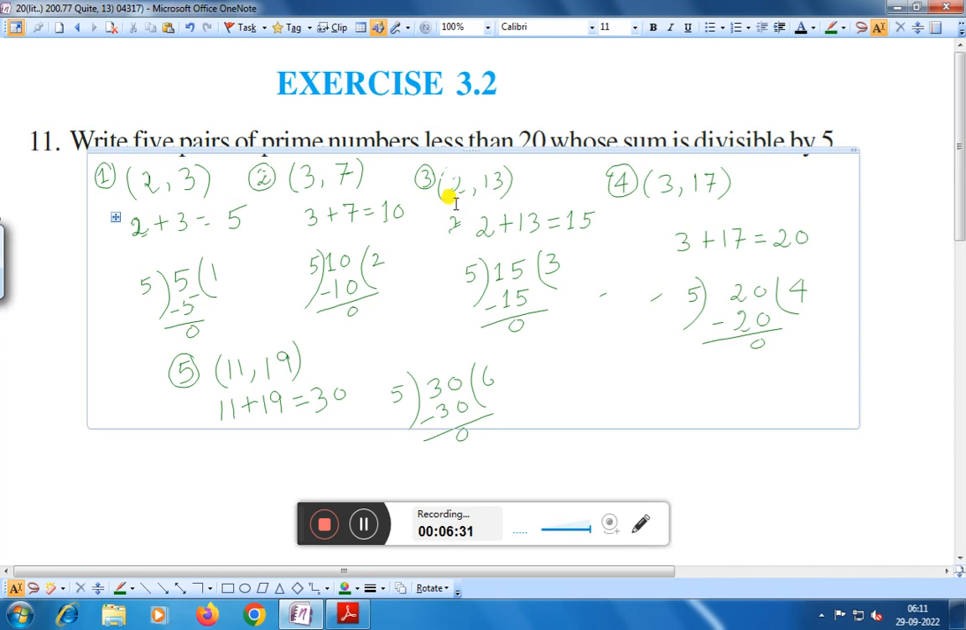Next pair, if we take 2 and 13, if we add the numbers, 2 plus 13 is equal to 15, and 15 is also divisible by 5. 5 threes are 15. We have taken the fourth pair as 3 and 17. 3 plus 17 is equal to 20. If we divide 20 divided by 5, we are getting 5 fours are 20. That is, it is also divisible by 5. And the fifth pair we have taken 11 and 19. If we add 11 plus 19, we are getting 30. And you see 30 is also divisible by 5. 5 sixes are 30. This is the solution of question number 11, exercise 3.2.